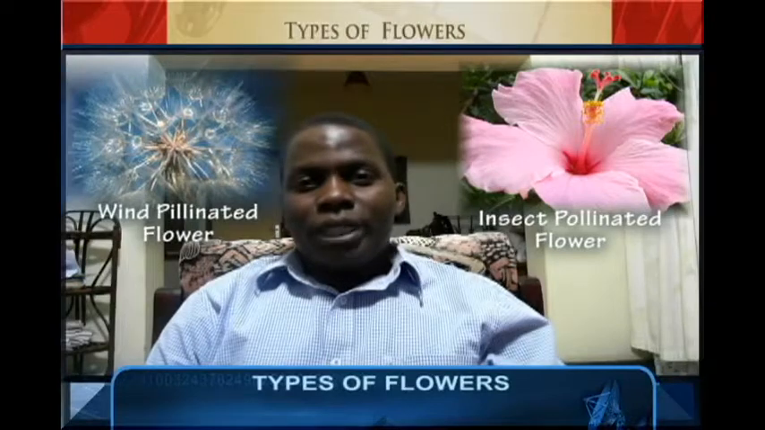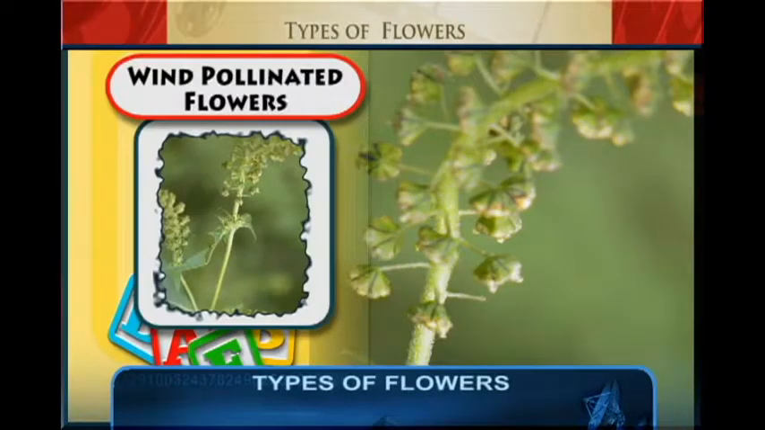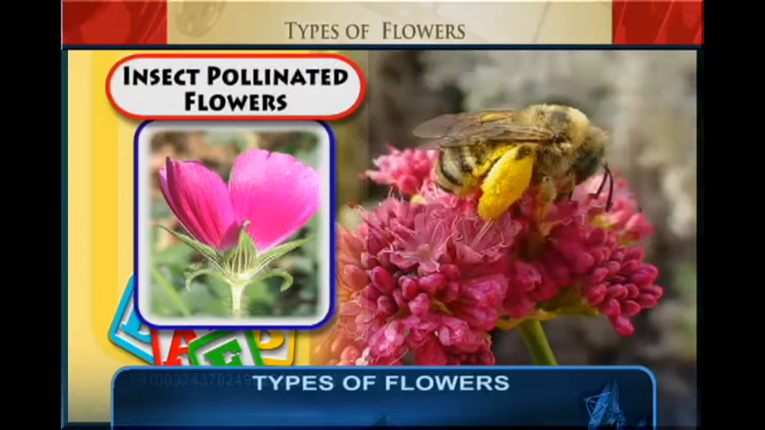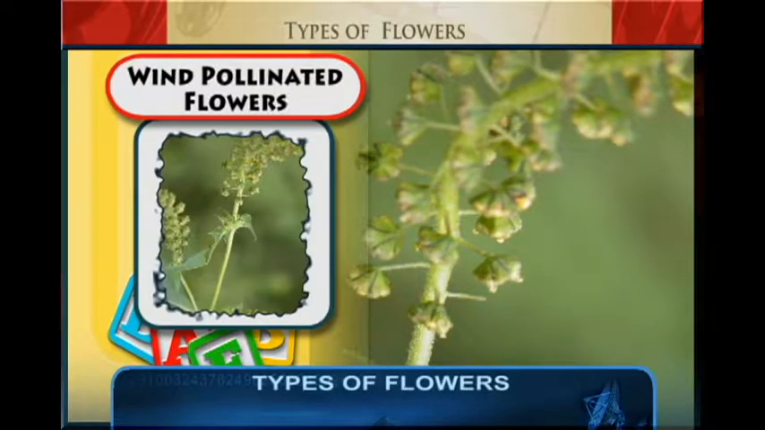We're now looking at the types of flowers. We have two types of flowers: the wind pollinated flowers and the insect pollinated flowers. We shall start by looking at the wind pollinated flowers.